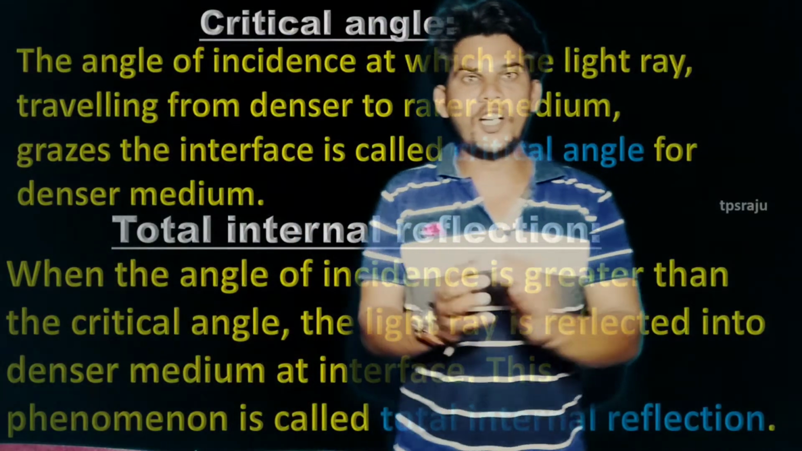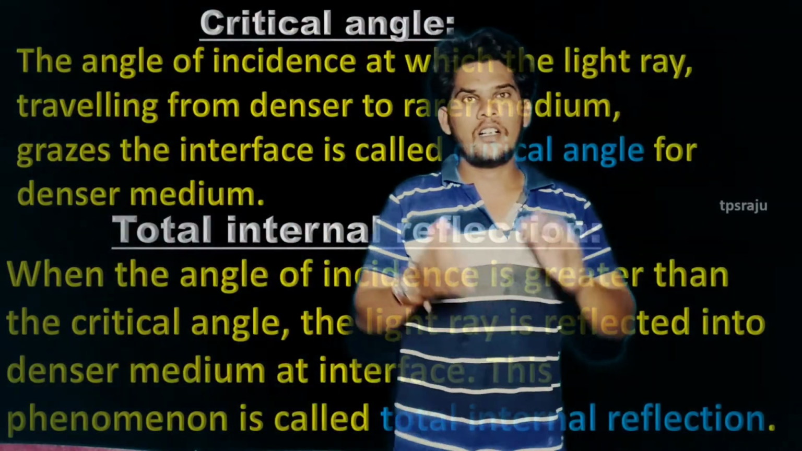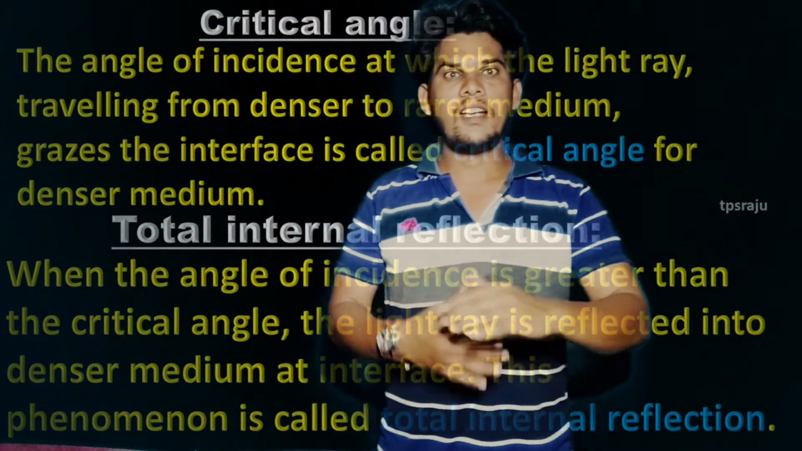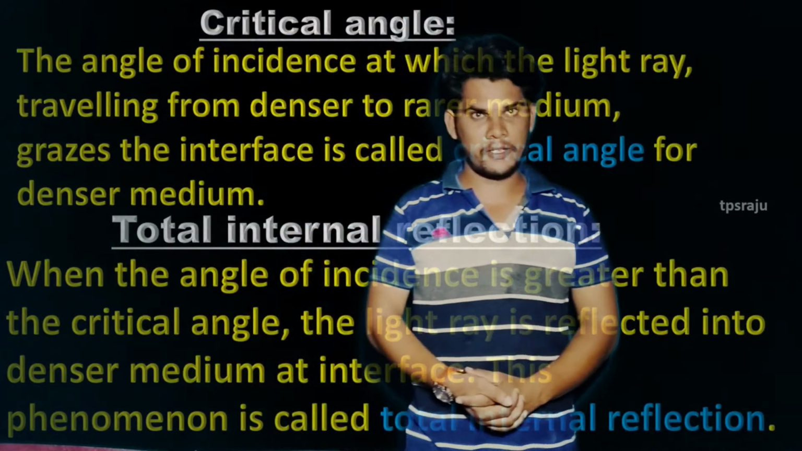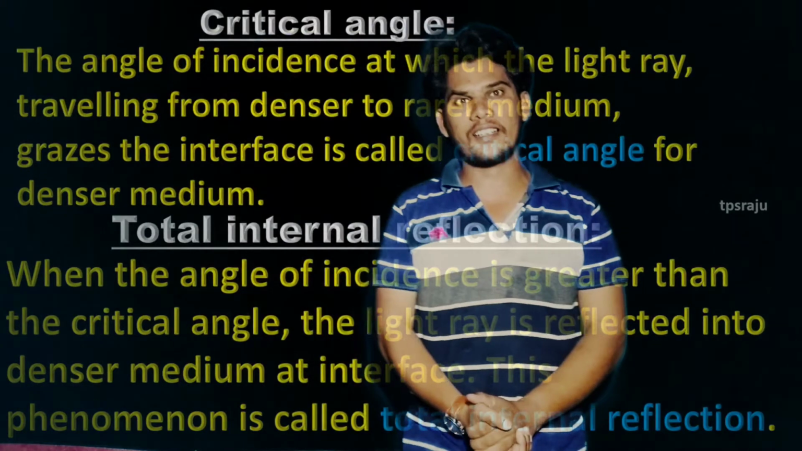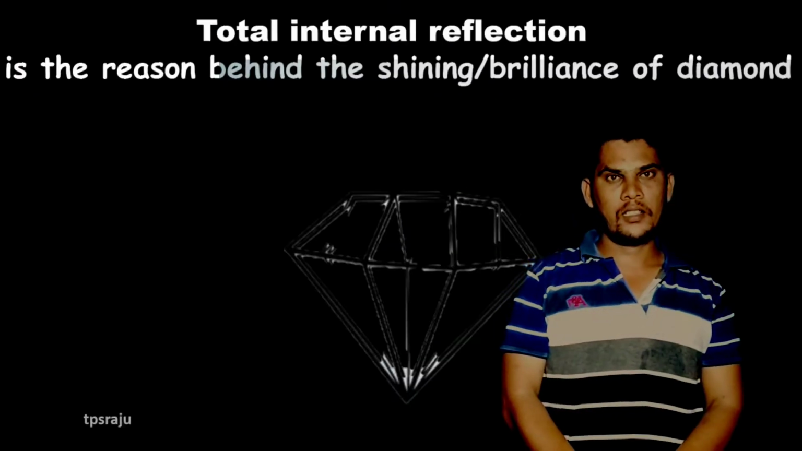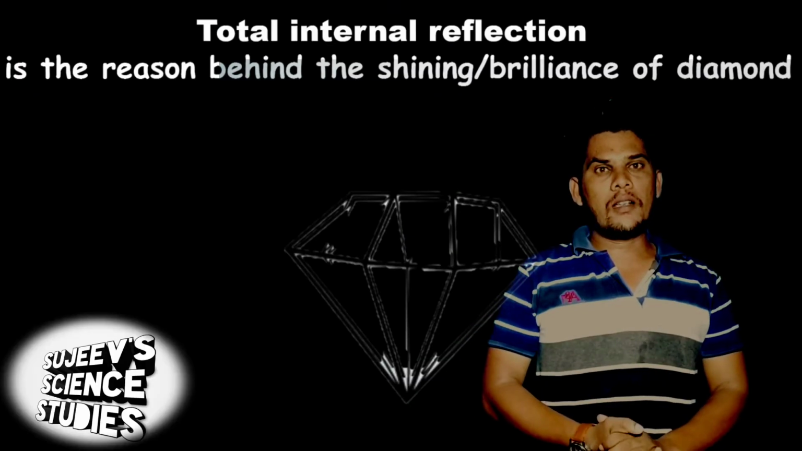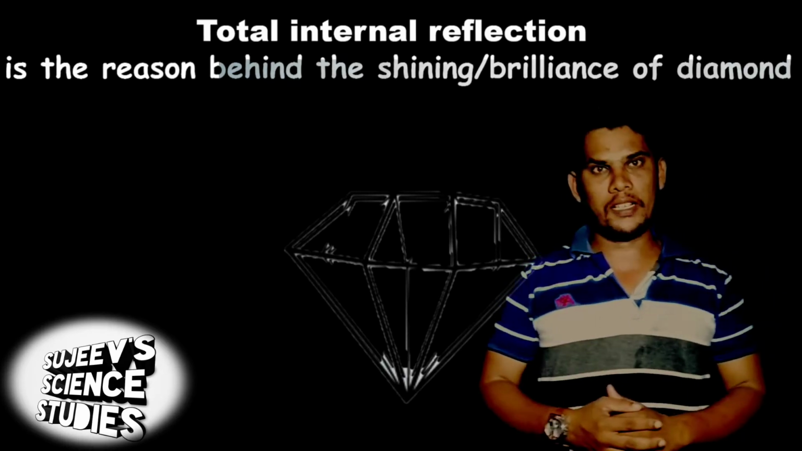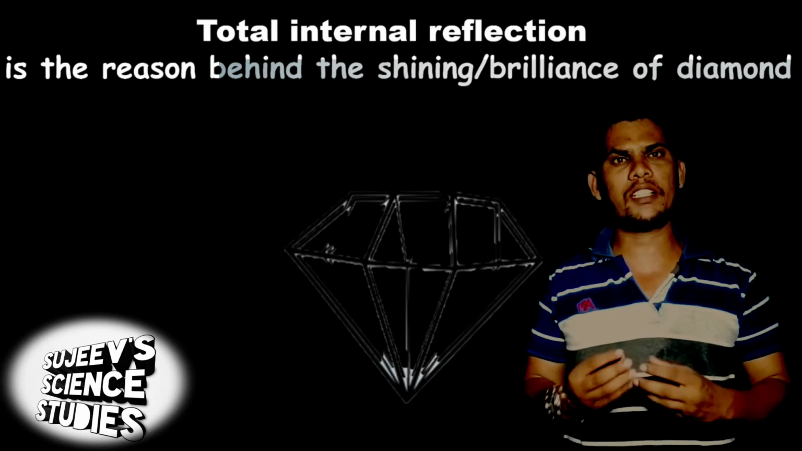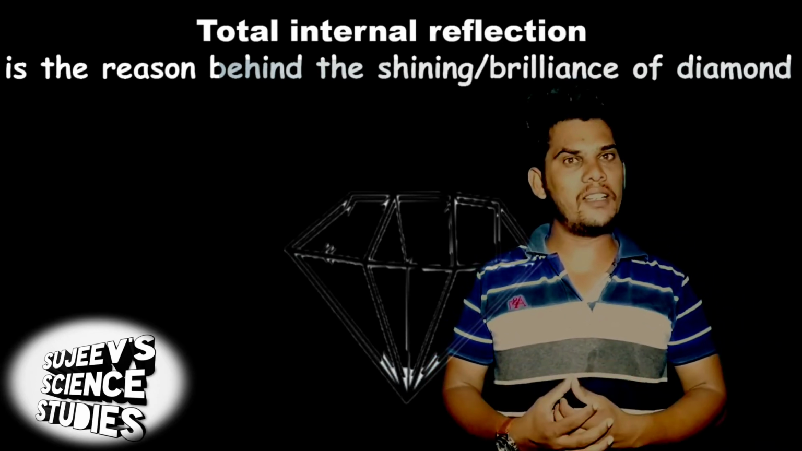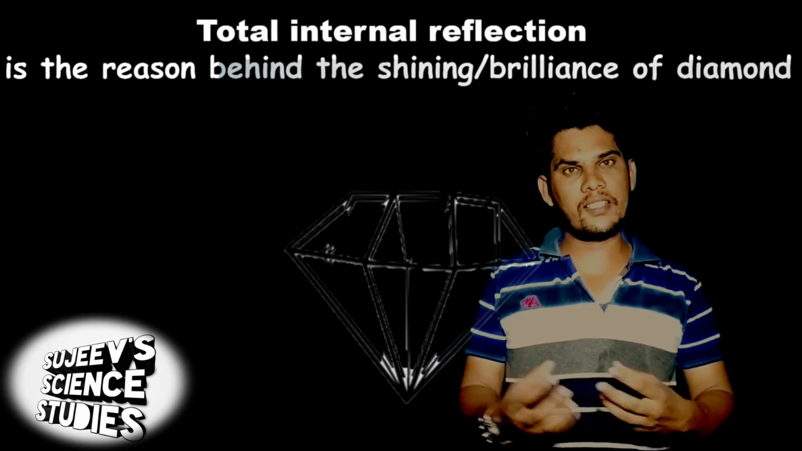Until now, we have already discussed the meaning of critical angle, how that critical angle forms, and also total internal reflection. Now we are going to learn about the applications of total internal reflection. Total internal reflection plays an important role in the glittering or brilliance of the diamond. We know diamonds shine very well. They always glitter.